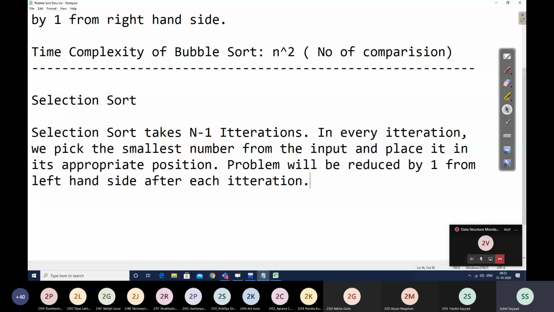Correct? If I do this for n minus 1 times, the only remaining number will be the largest number, which will automatically reach the last position. It was also happening in the case of bubble sort, right? So we need to do this step only for n minus 1 times. If we do this for n minus 1 iterations, our original array will be sorted. Is the philosophy statement clear, my dear students, for selection sort?